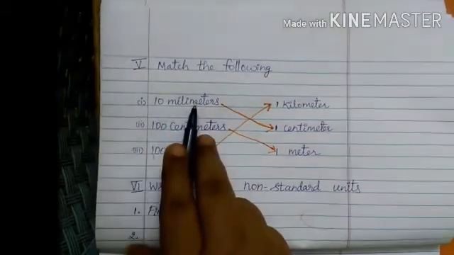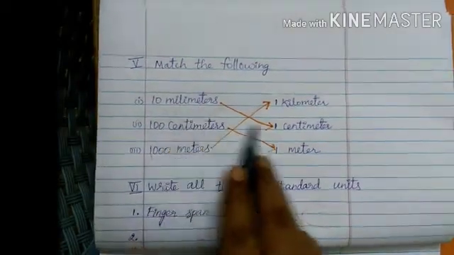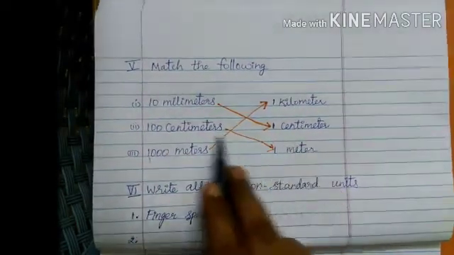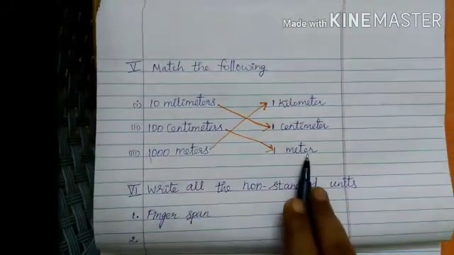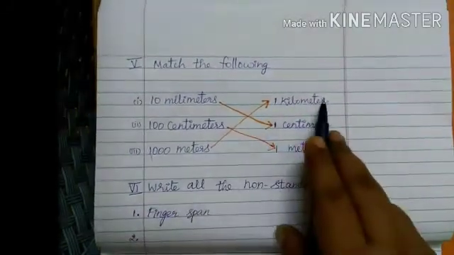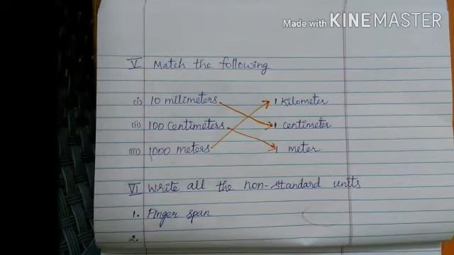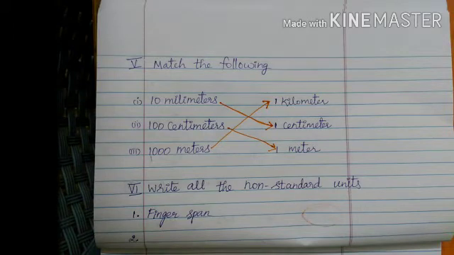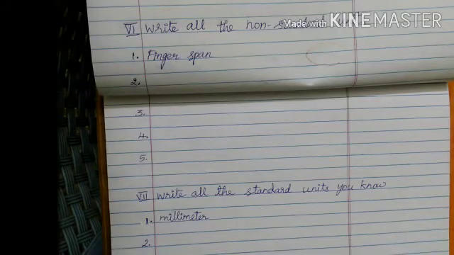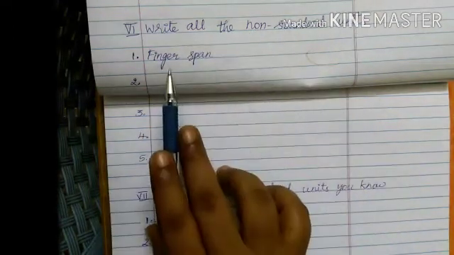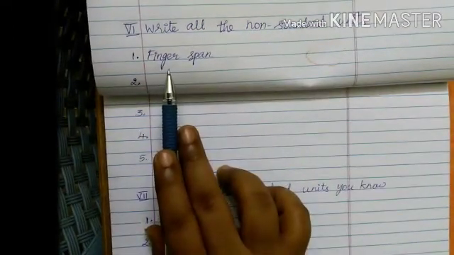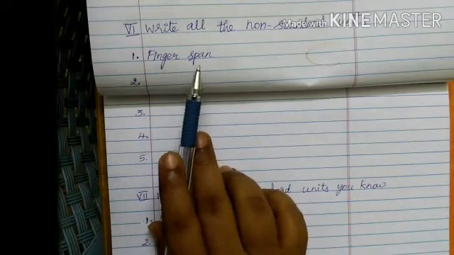10 millimeter equals, millimeter is converted to centimeter, centimeter converted to meter, meter converted to kilometer. So first unit is millimeter, and last you move to kilometer. Then already you learned non-standard units. Write all the non-standard units. First one is given here, finger span.